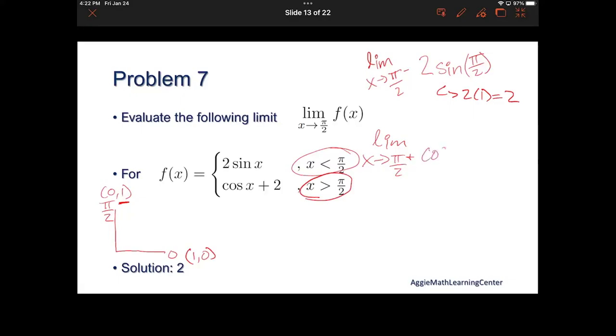So we're gonna plug in cosine of pi halves plus 2. So we're looking now at cosine of pi halves, which is this x value. That's gonna be our 0. So we're gonna plug in 0 plus 2, which equals 2. Does 2 equal 2? Sounds like a weird question, but we have to check. I'm seeing some head nods. 2 equals 2. So therefore, the limit of this is equal to 2. Okay, any questions on this?